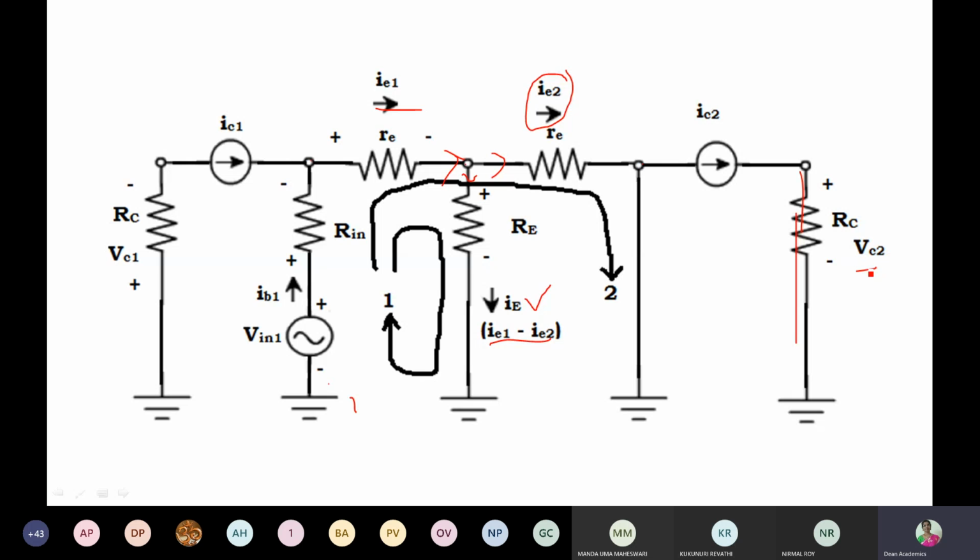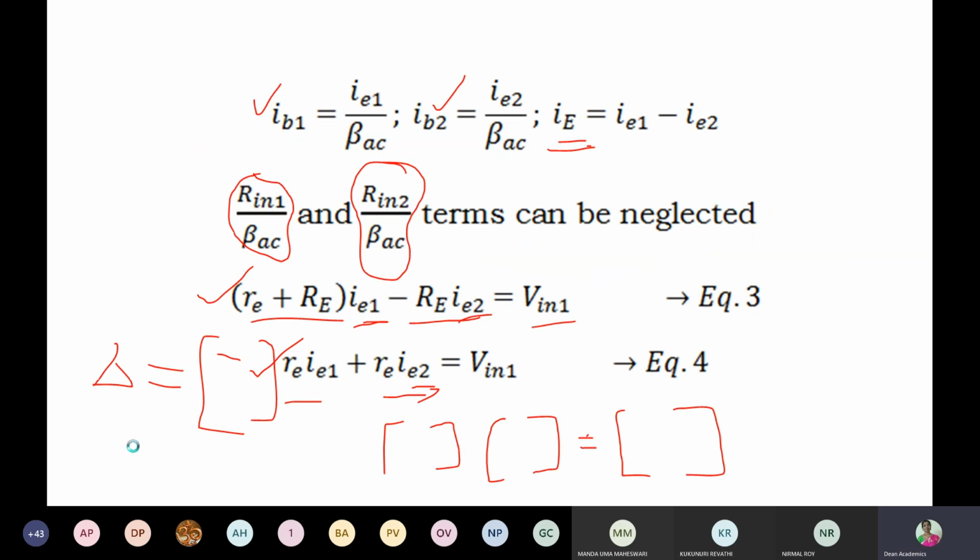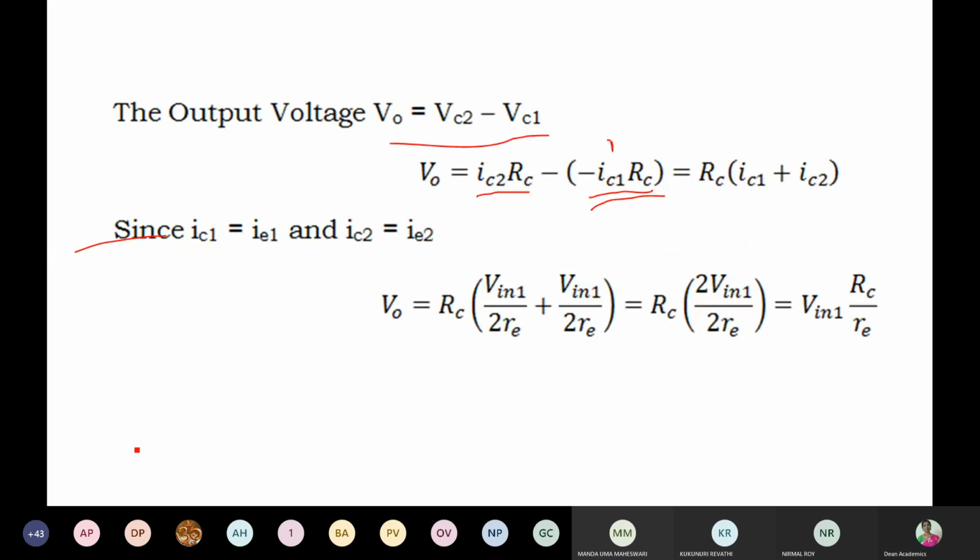Vc2 is Ic2 Rc, right? And Vc1 is minus Ic2 Rc. Why is Vc1 equal to that? This side is grounded, right? So Ic1 is flowing in the opposite direction. Therefore, the voltage drop across this is equal to minus Ic1 Rc. That's why we have written Vc1 is equal to minus Ic1 Rc, right? Minus Ic1 Rc. Okay.